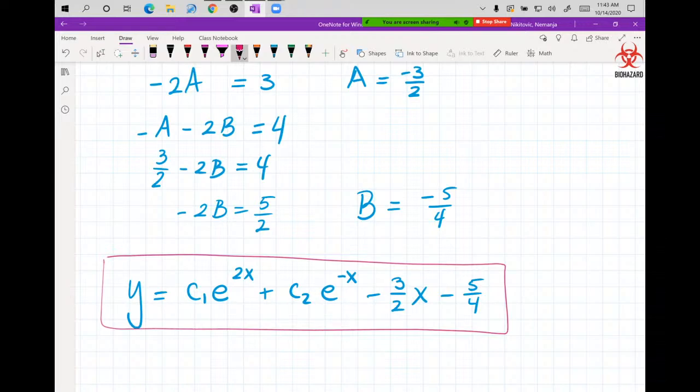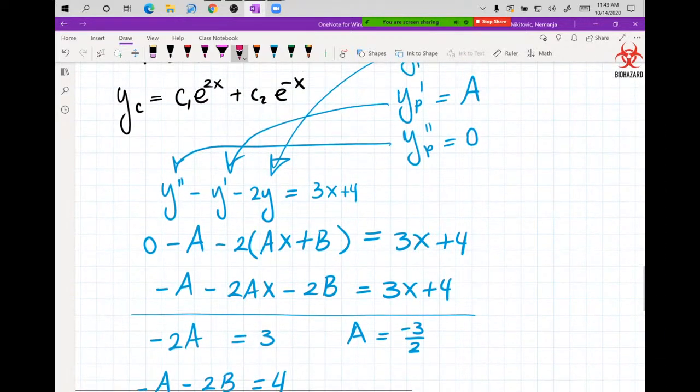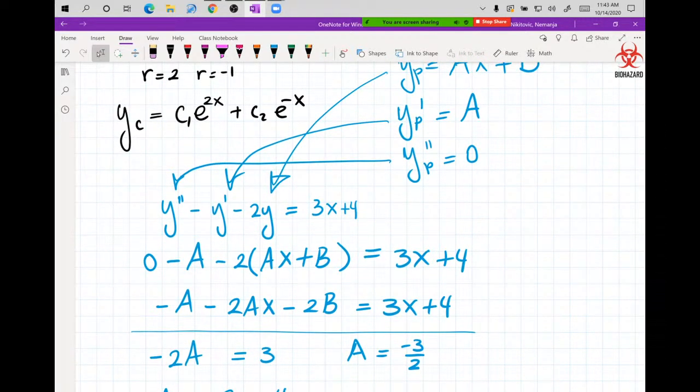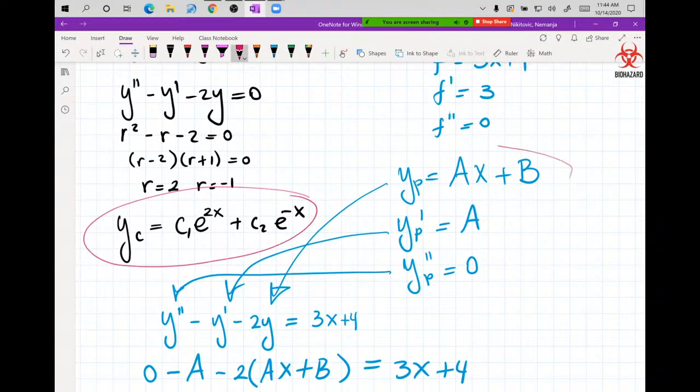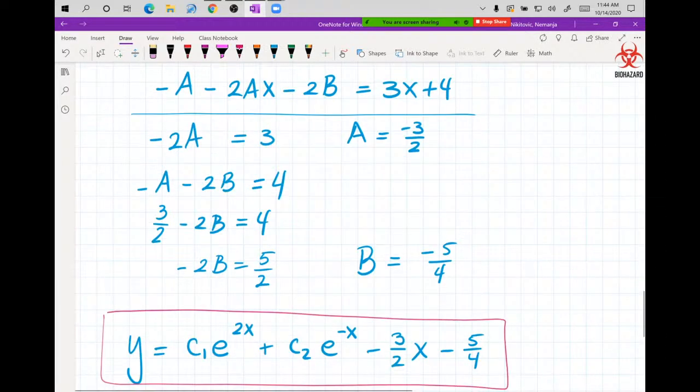These, which are labeled simple problems, are simple because repetition doesn't come up. The evil problems are the ones where you have a repetition between the complementary solution and the yp solution. Right? So, with that being said, let's open the gates of hell.